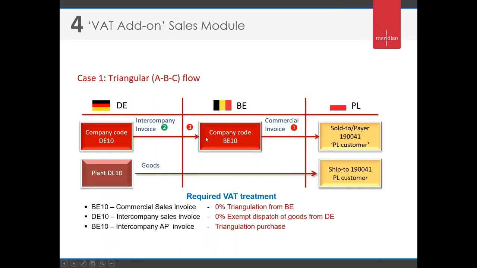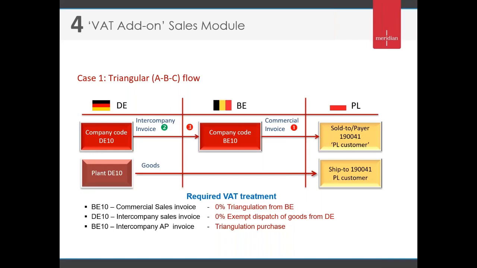The flow itself, we have a Belgian entity selling towards a Polish customer. The Belgian entity doesn't own any of the goods. Instead, it's going to buy them in from its principal entity, which is based in Germany. There are a lot of VAT rules that need to be understood before the triangulation exemption can be applied.